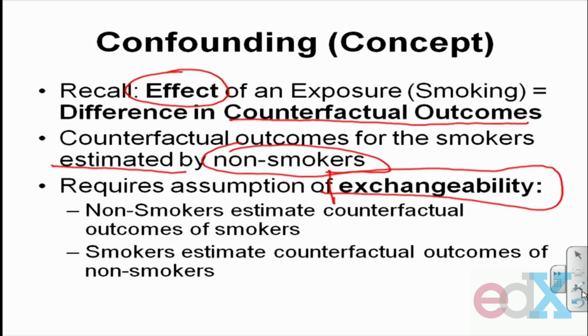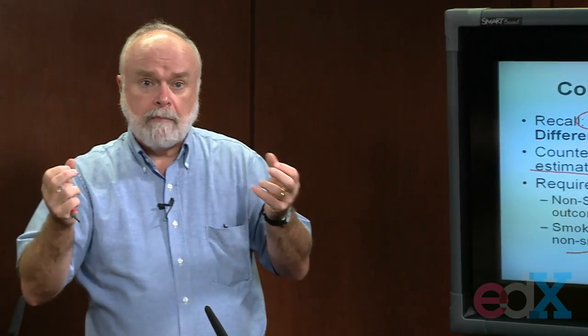Meaning that if I look at the non-smokers in my study, what they are really going to give me is an estimate of the counterfactual outcome, what would happen to the smokers had they never smoked. And likewise, if I looked at the smokers, their actual outcomes would estimate what would happen to the non-smokers if they had in fact smoked. So exchangeability means the two groups I'm comparing, the smokers and the non-smokers, essentially can be switched, can be replaced.